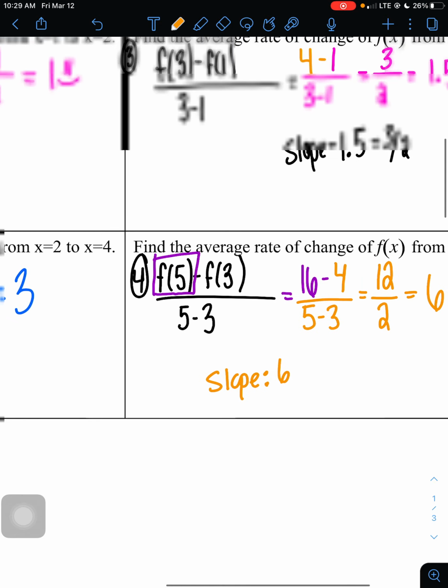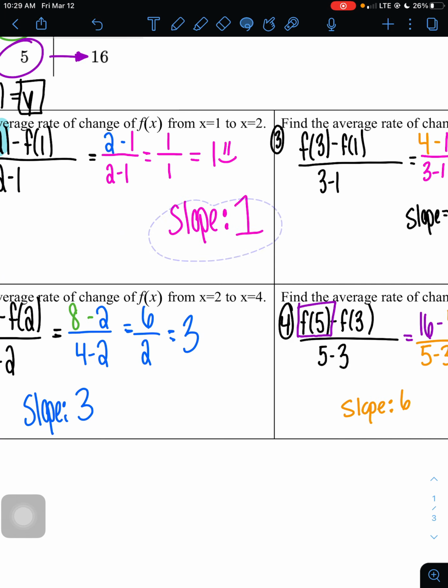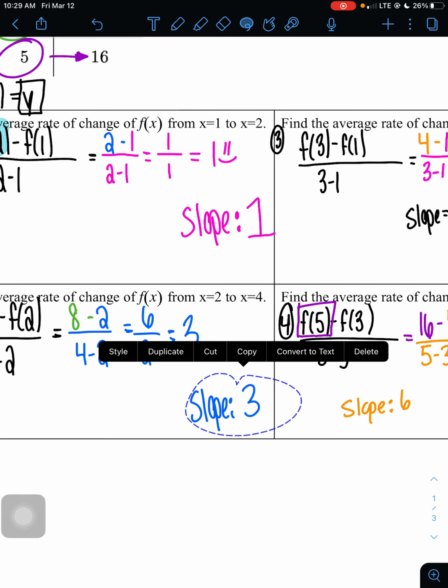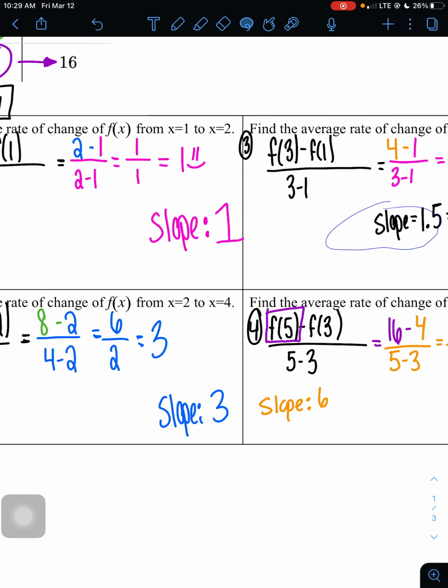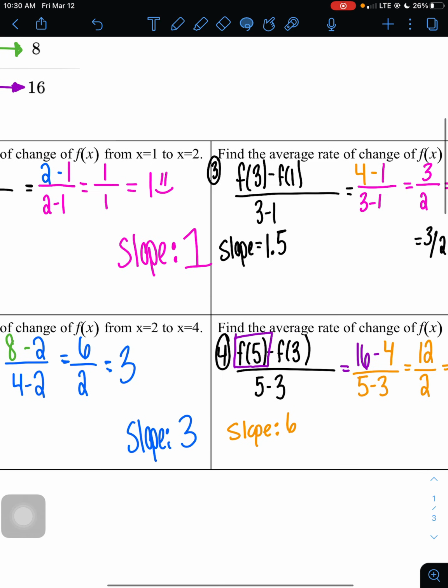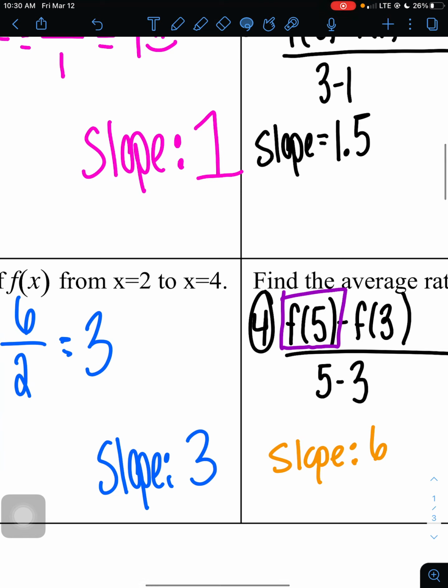So let me zoom out so we can see what's going on. We had a slope of 3, a slope of 1, a slope of 1.5, a slope of 6. So what does that mean? Are we changing at a constant rate every time? Are we increasing by the same amount each time? I'm hoping that you guys have chosen the answer no.